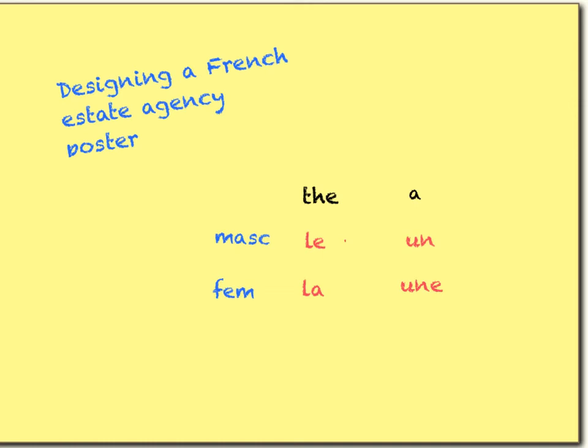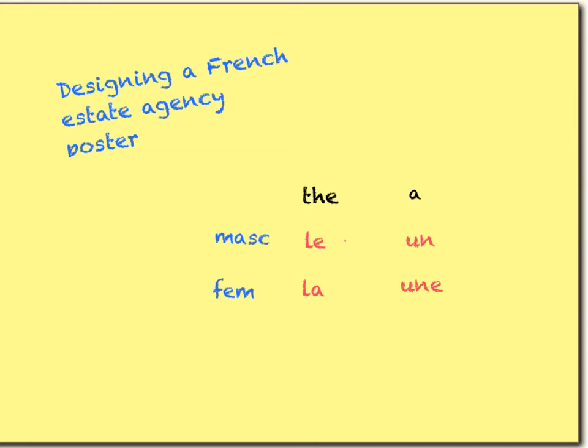This video is to show you how to design a French estate agency poster for your homework. Firstly, you must know how important it is that you get the masculine and feminine right when you are writing words in front of the house words like cuisine. Firstly, this column here shows you the two words for the, masculine and feminine, and the word for a.